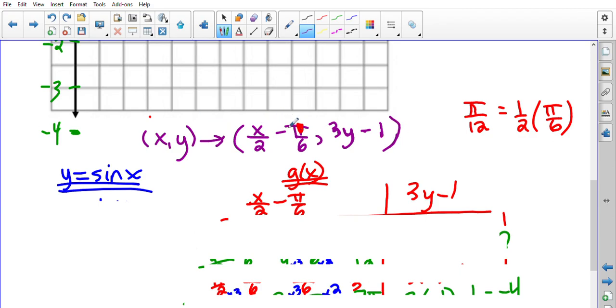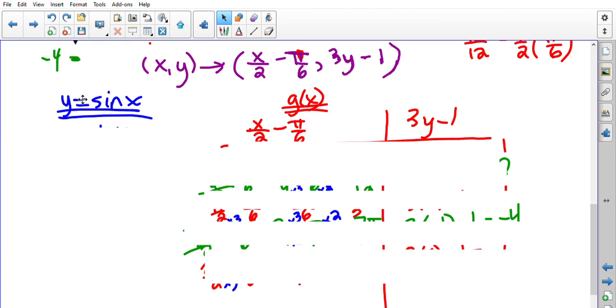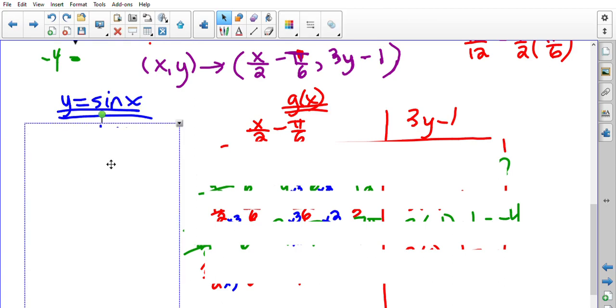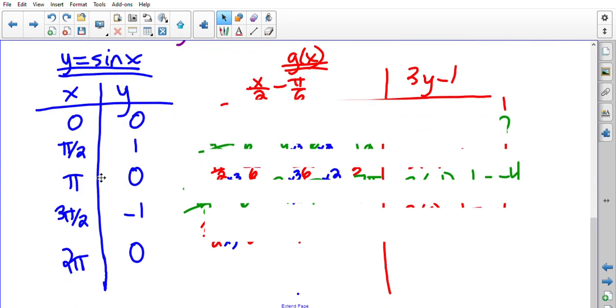So that is our mapping statement here. x over k plus d, d was negative, and then ay plus c, c was also negative. All right, so we always start with y equals sine x, the parent function. So we should write out that table of values. We know the x's go from 0 to 2 pi, and our y values are 0, 1, 0, -1, 0.